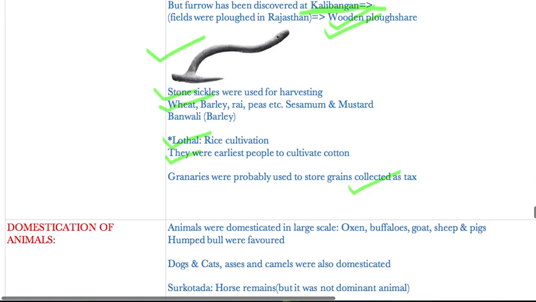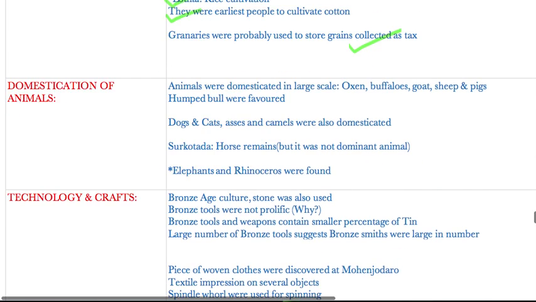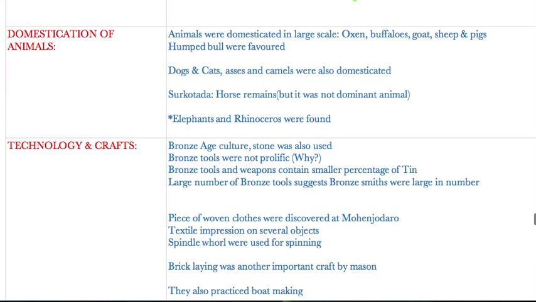Then we will discuss the domestication of animals. Animals were domesticated on a large scale. Examples of animals are oxen, buffaloes, goat, sheep, and pigs. Then the humped bull was favored, as you can see the humped bull on a lot of seals of the Harappan civilization. Then dogs and cats were also domesticated, and asses and camels were used for transportation purposes or as a draught animal. Okay, or beast of burden.